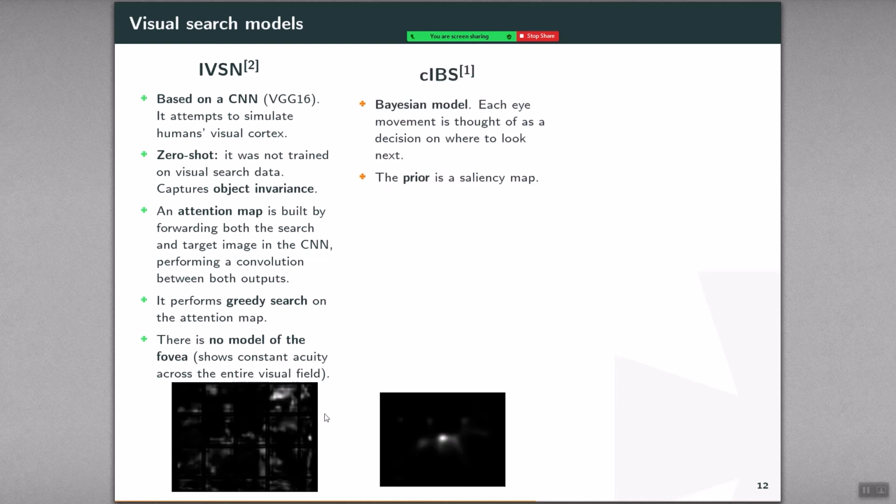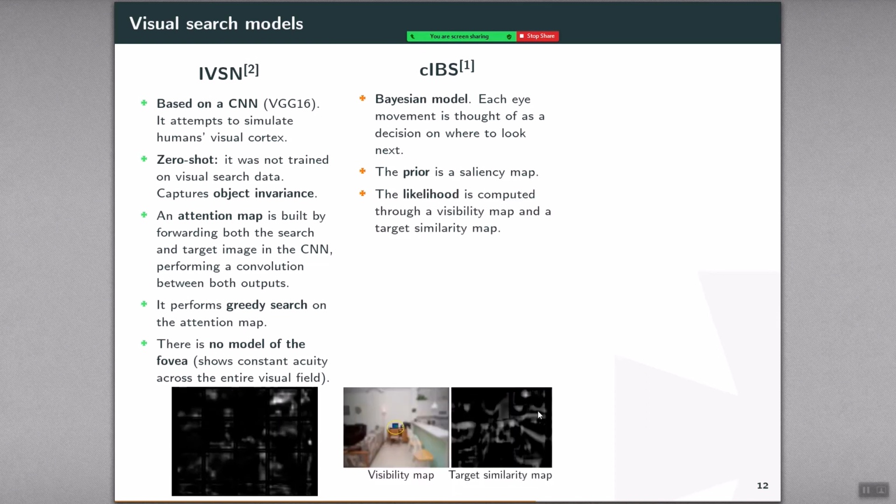Another model is CIVS, which is a Bayesian model. As prior, it uses a saliency map. This is an example of a saliency map. It captures the most relevant parts of an image. And the likelihood is computed through a visibility map, which is a Gaussian blur applied on the center of fixation, and a target similarity map, which tells us how similar each portion of the image is to the target.